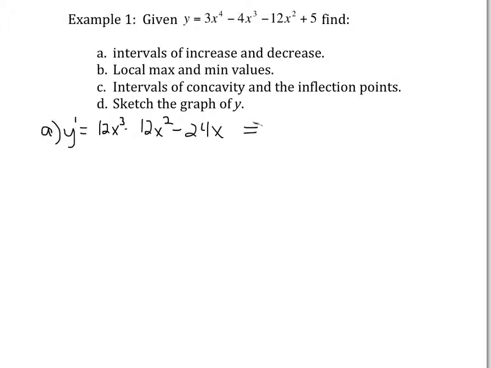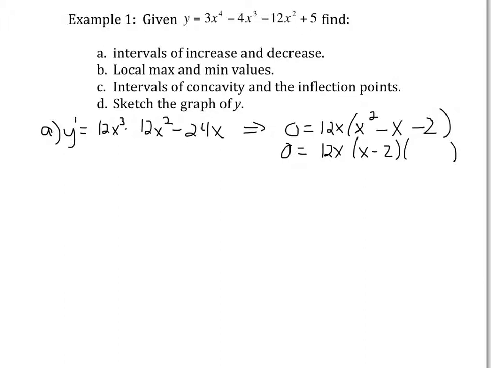So off to the side here, I'm going to go ahead and set this equal to 0, and I'm going to factor out a 12x while I'm at it. So just from being able to factor out a 12x, I know one of my zeros is 0, because I have 12x for my first factor. And then I have an x squared minus an x, and then minus 2. And now I notice right away that that's factorable fairly easily. So I have x minus 2 and x plus 1. So it looks like my three zeros are 0, 2, and negative 1.